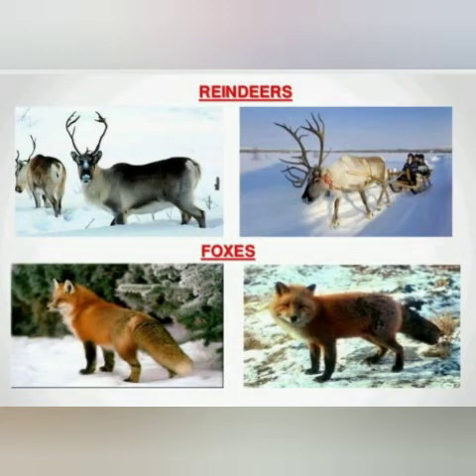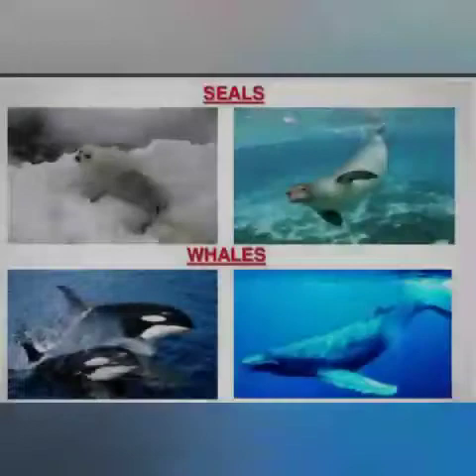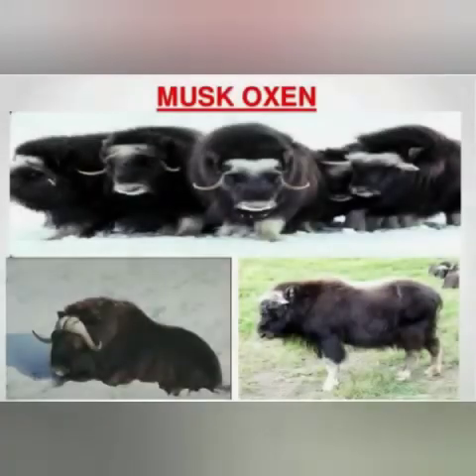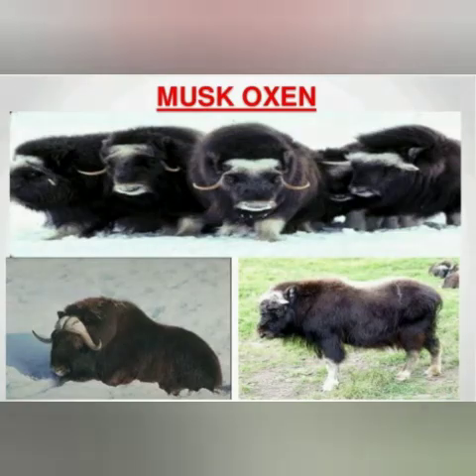These are the diagrams of reindeers and foxes. This one is seals and whales, and this one is the musk oxen.